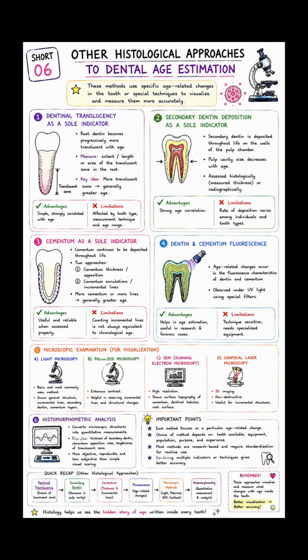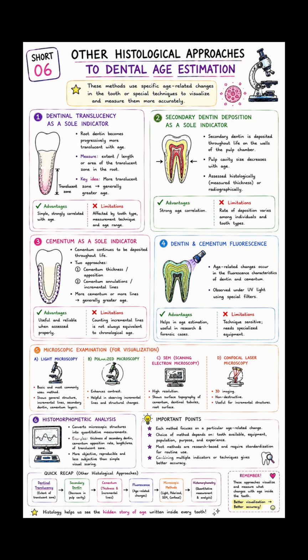What if we could estimate dental age without using Gustafson's 6 criterion or its modification? Let's revise the other important histological approaches. First, dental translucency. With increasing age, root dentin gradually becomes more translucent, usually beginning apically and extending coronally.